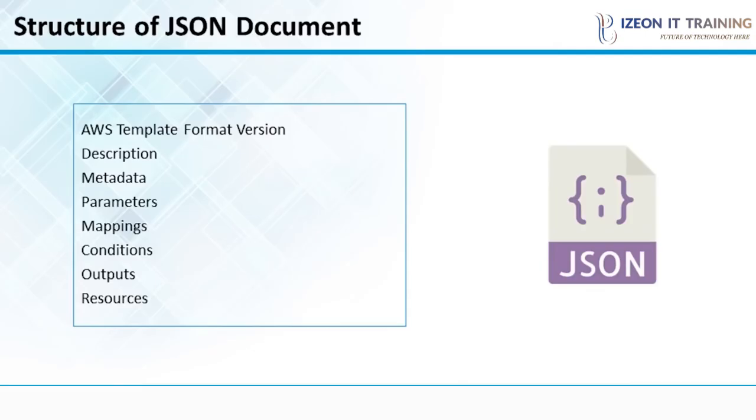The first field will be the AWS template format version. This will basically contain the version of your template. Next up is a description. Description is a text-only field wherein you'll be describing your template in words. If I'm a user and I want to know what your JSON does without reading your JSON script from beginning to end, I can read the description in simple English and understand what your JSON script will do. Then you have the metadata.